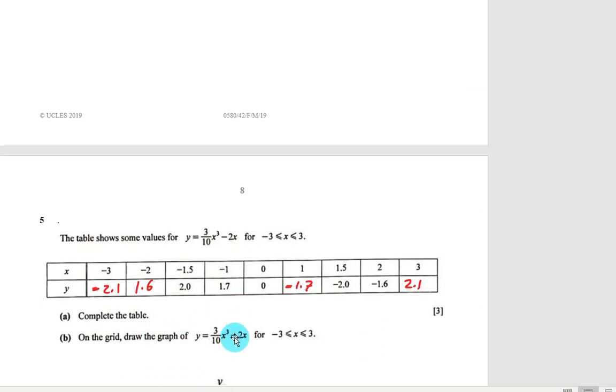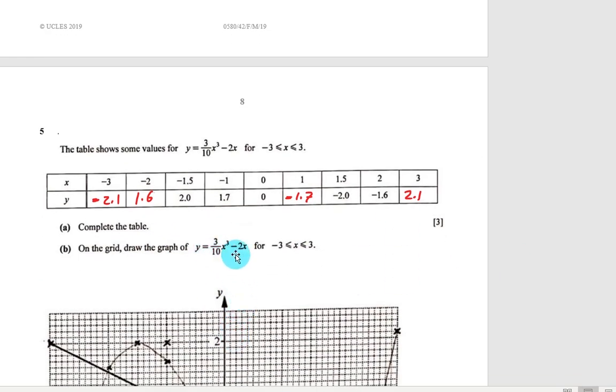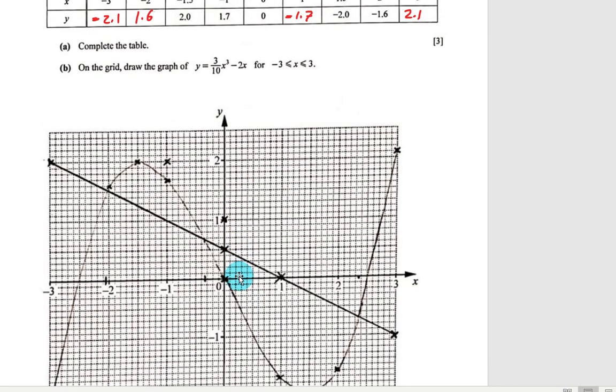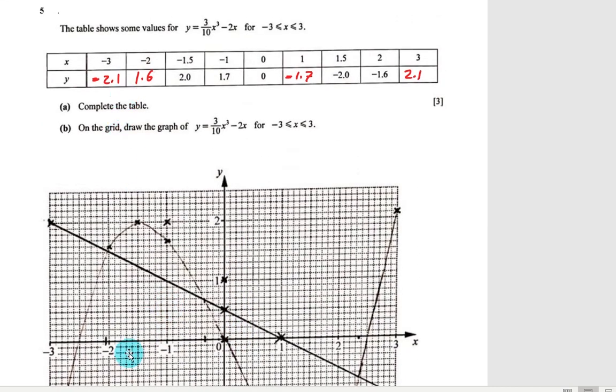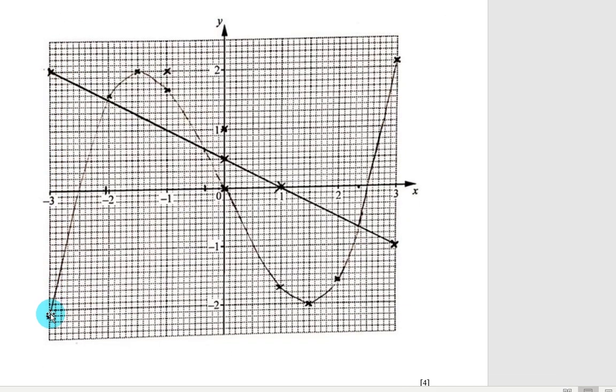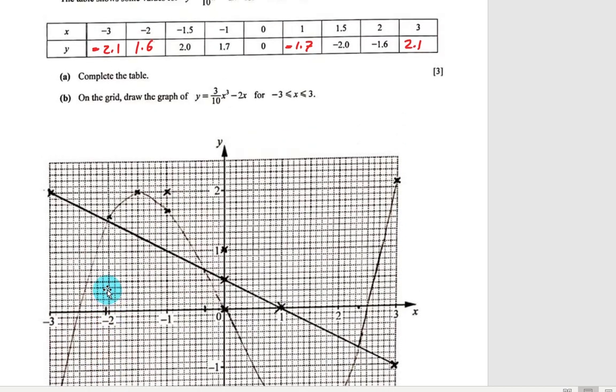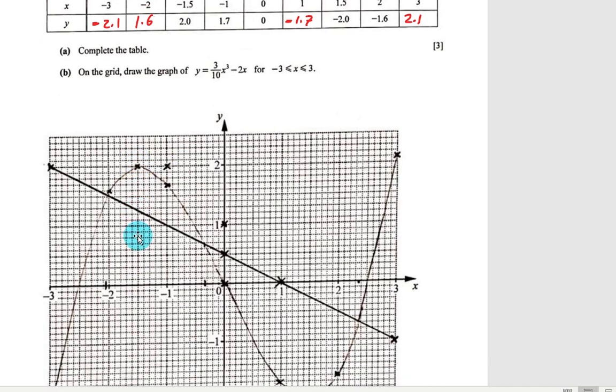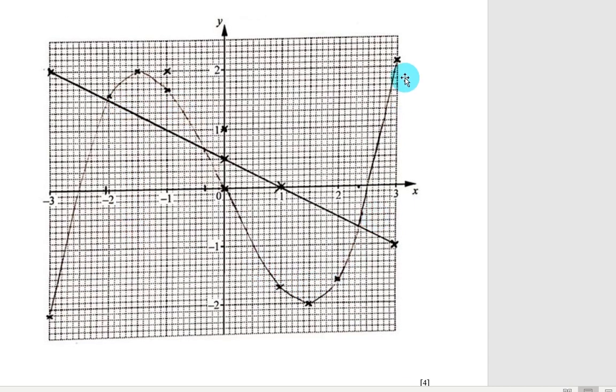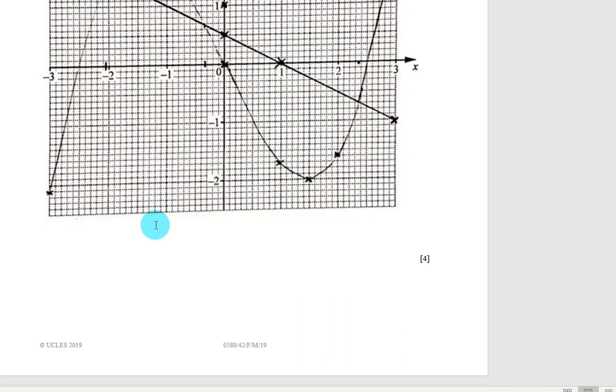On the grid, draw the graph of y. So I already start to add the points: minus 3 and minus 2.1, then minus 2 and 1.6, and then minus 1 and 1.5, and so on. And so on, draw the graph here.